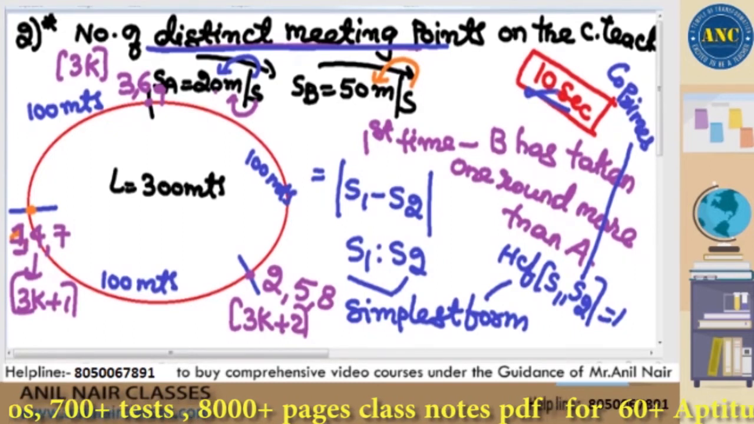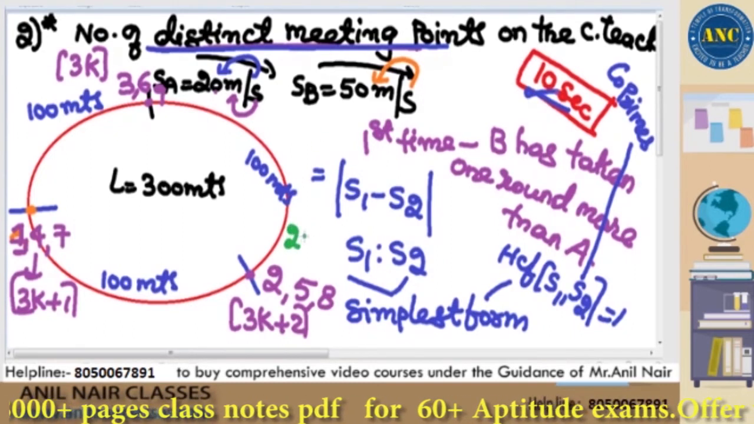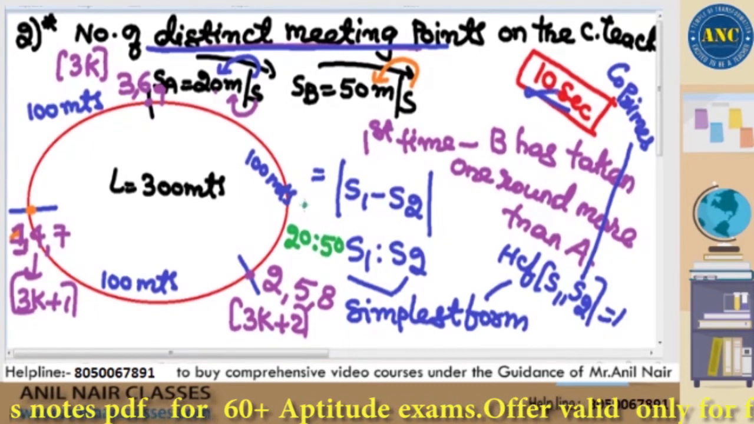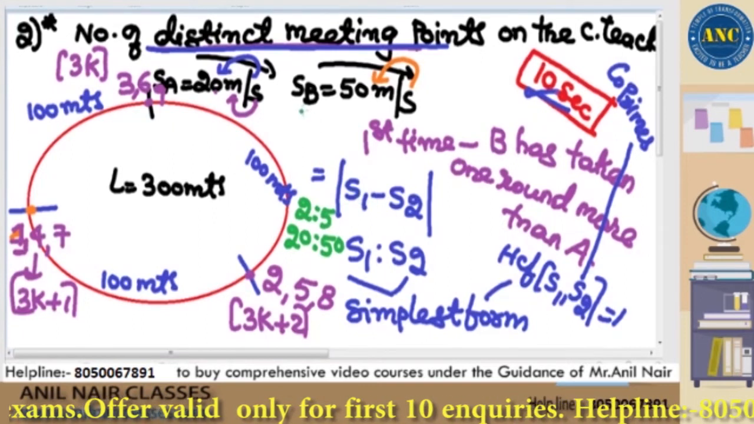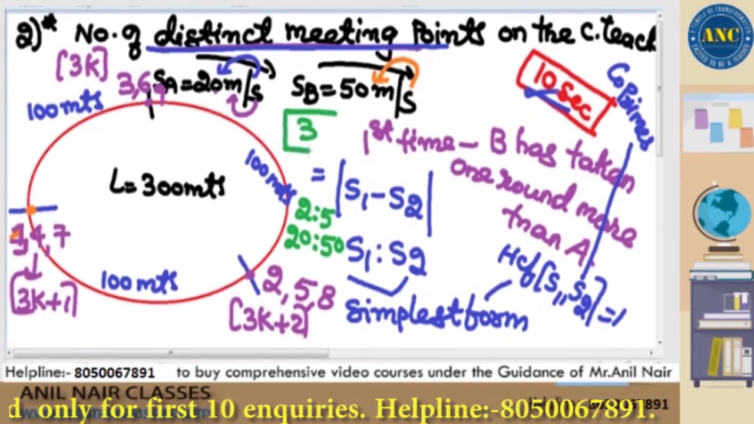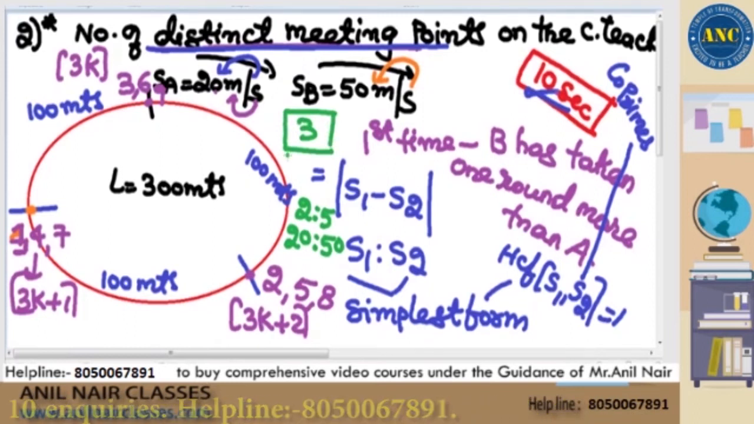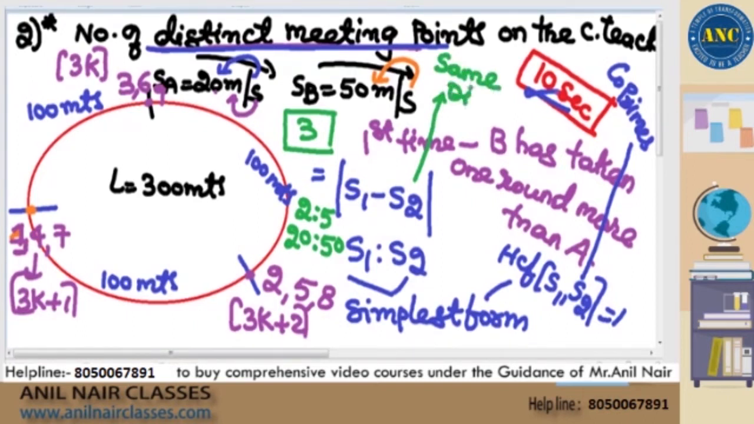Now the question is S1 is to S2. It is 20 is to 50. 20 is to 50 is 2 is to 5. Modulus means which one is greater we don't know. 5 minus 2 is 3. Number of distinct meeting points on the circular track is given by S1 minus S2 if both are moving in the same direction.